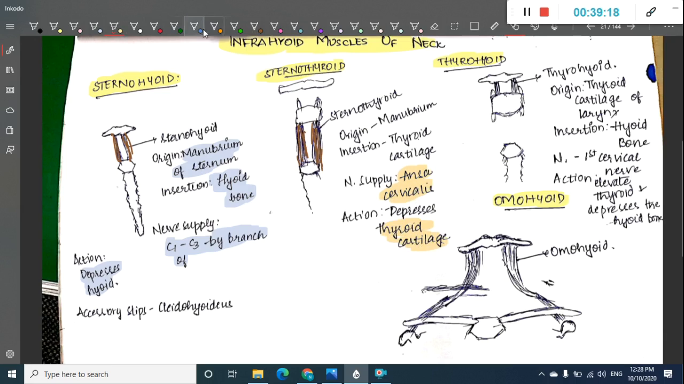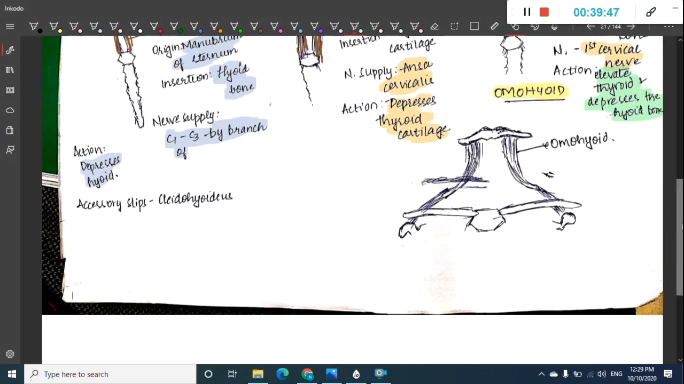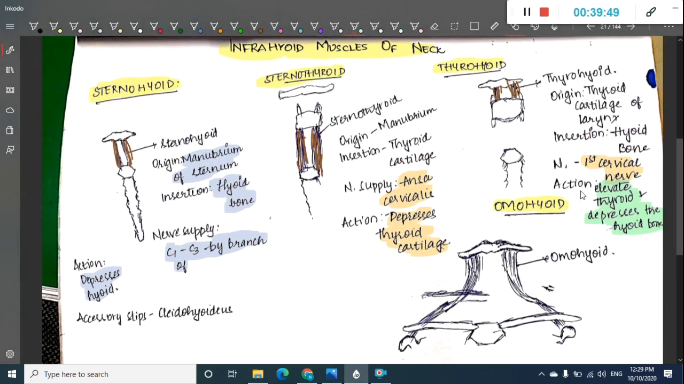Then we have thyrohyoid. It originates from the thyroid cartilage of the larynx and goes to the hyoid bone. It is mainly supplied by the first cervical nerve. What is its action? It elevates the thyroid and depresses the hyoid bone. Then we have omohyoid, which we have already dealt with. So these are the different infrahyoid muscles of the neck.